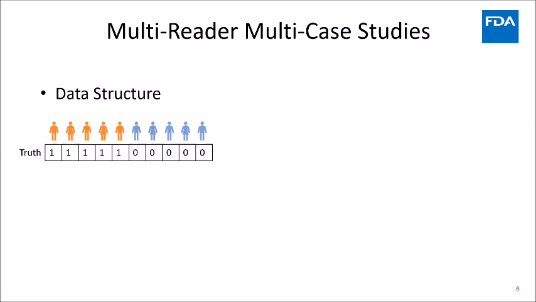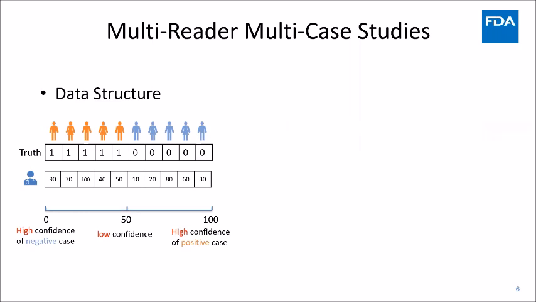In the classification task, we have some positive cases and some negative ones. A reader will give their confidence score for each case based on their experience. If the score ranges from 0 to 100, a score close to 0 means the reader is very confident that the case is a negative one. If the score is close to 100, it means the reader is very confident that the case is a positive one. If it's in the middle, it means the reader is not sure whether the case is positive or negative.